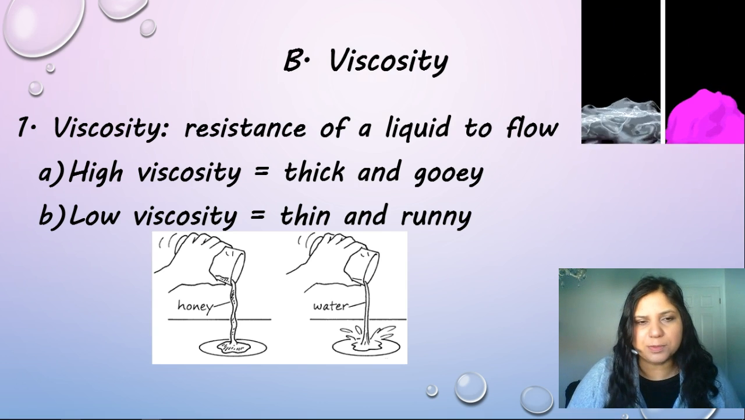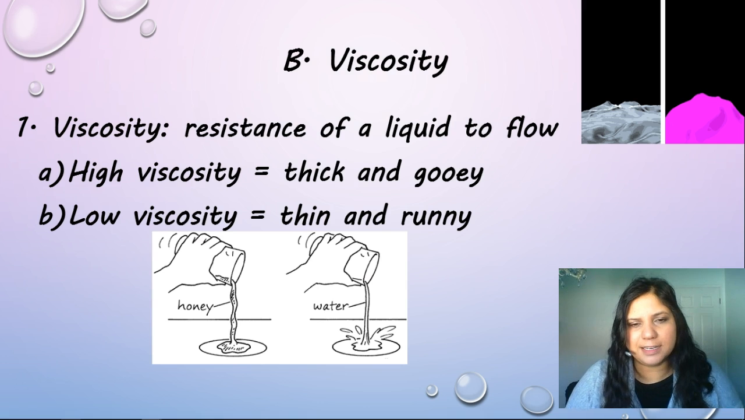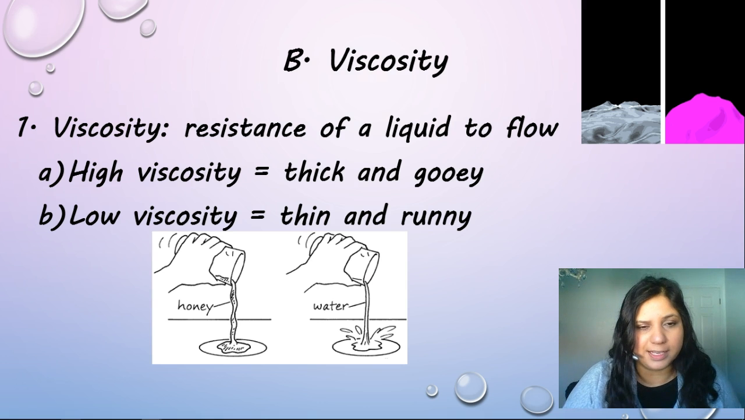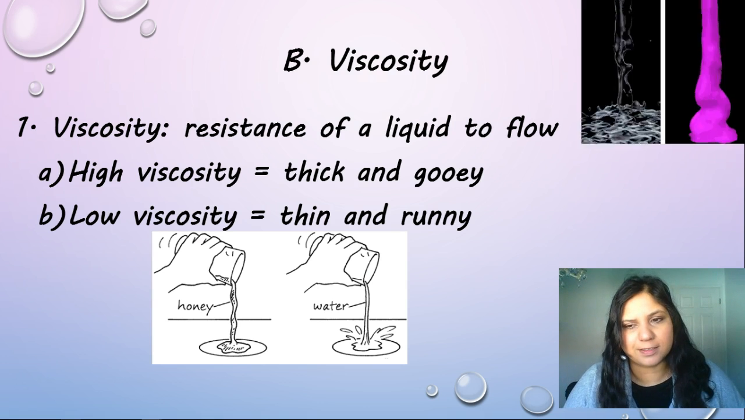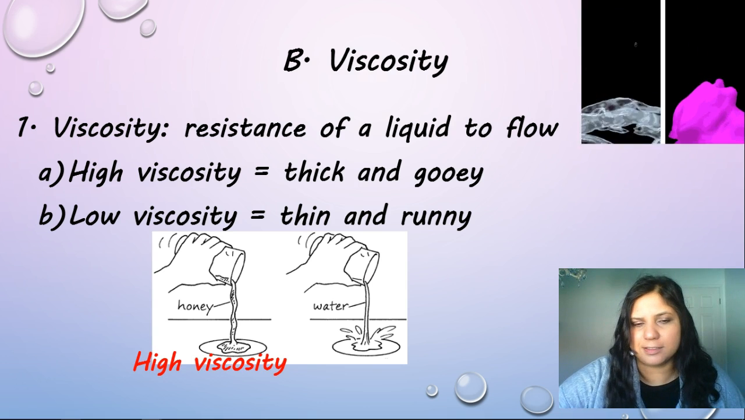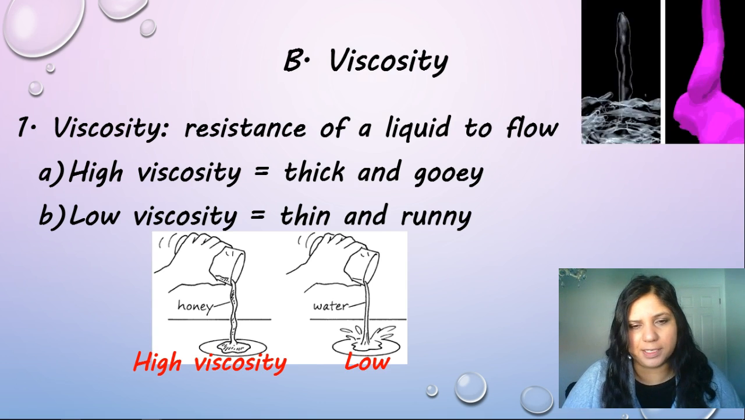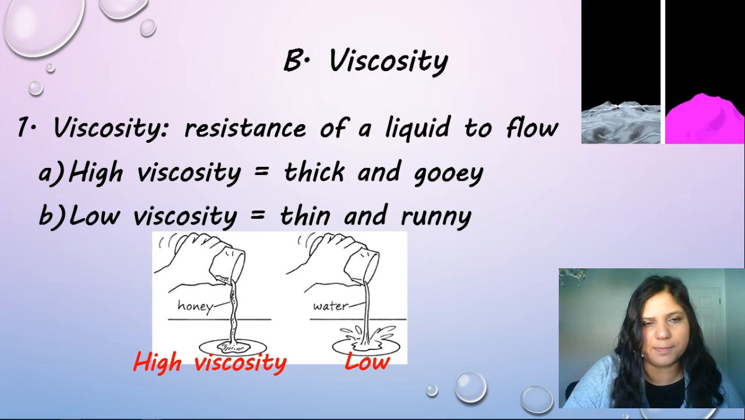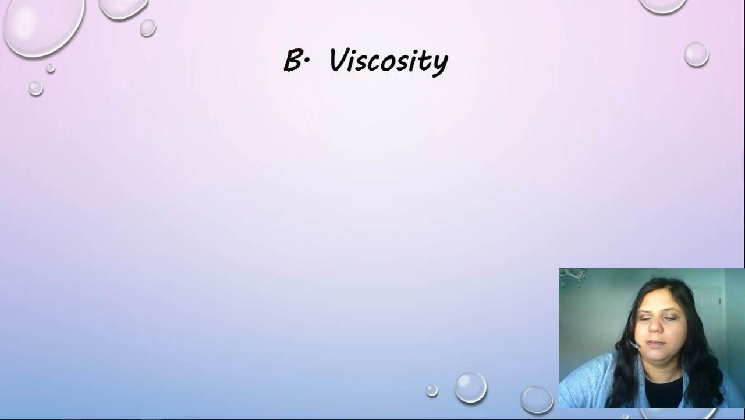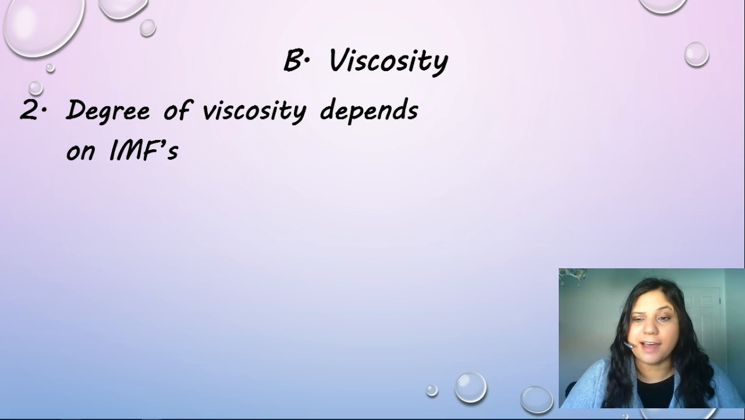Okay, so there are two pictures down here, honey and water. Identify the one that has the highest viscosity. All right, so you should have said that honey resists flow. It has a high viscosity. And then water, it's the opposite. It has a low viscosity. It's very thin and runny.